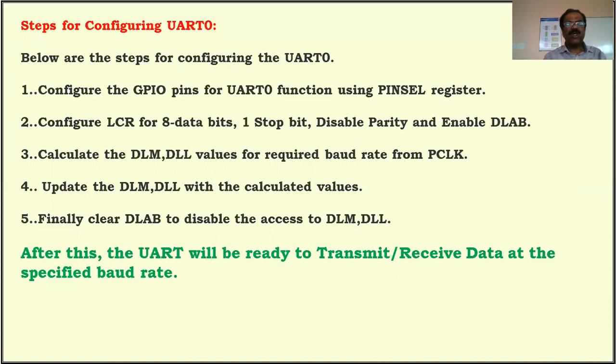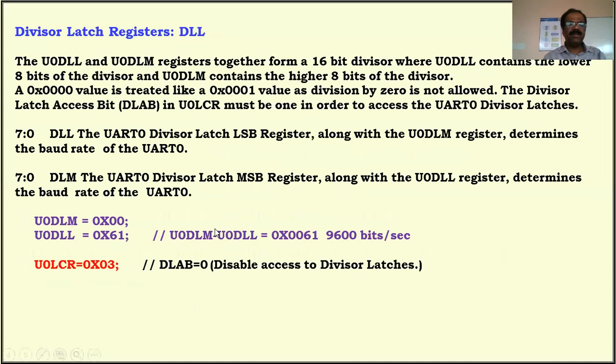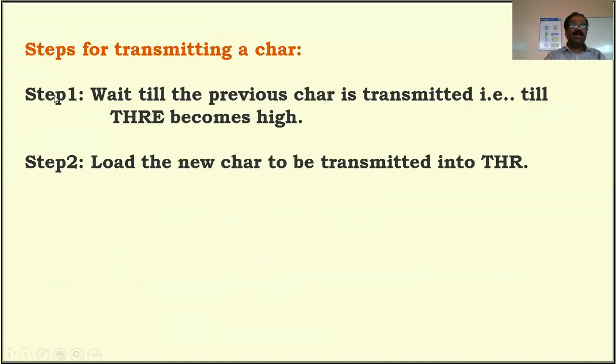We are talking about UART 0, therefore we are always using U0. After this, the UART will be ready to transmit or receive data at the specified baud rate. Everything is completed. The last step is we have to write a program to transmit the data, to transmit the message. I'm going to explain those particular steps, the steps for transmitting a character.